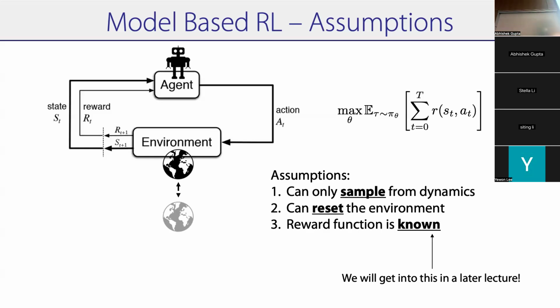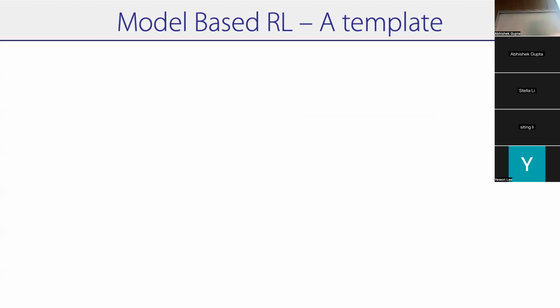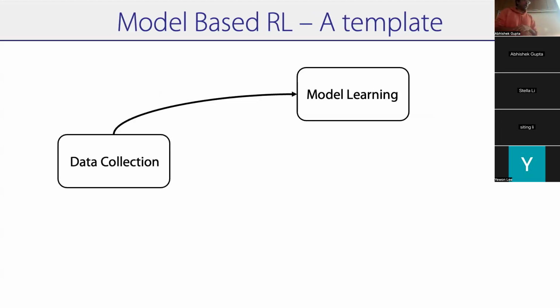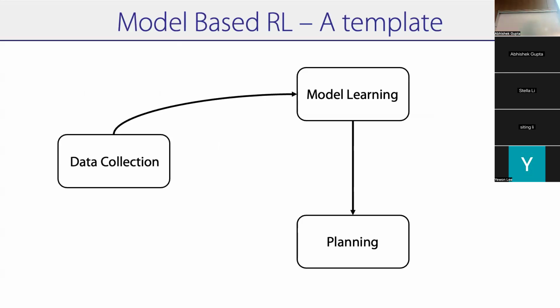Okay, so those are the assumptions. The basic template of an algorithm we're going to have is we're going to collect some data, learn a model, then do planning, and go back and collect more data. So it's very similar to off-policy RL in a way. But in off-policy RL, we collected data, we learned a Q, we updated the policy, we repeat. Here, we're going to just learn a model, and then we're not going to explicitly get a policy. We're just going to do this planning procedure to figure out how to act.